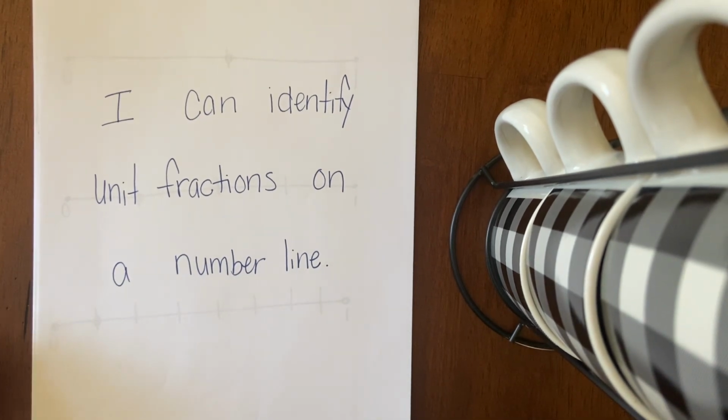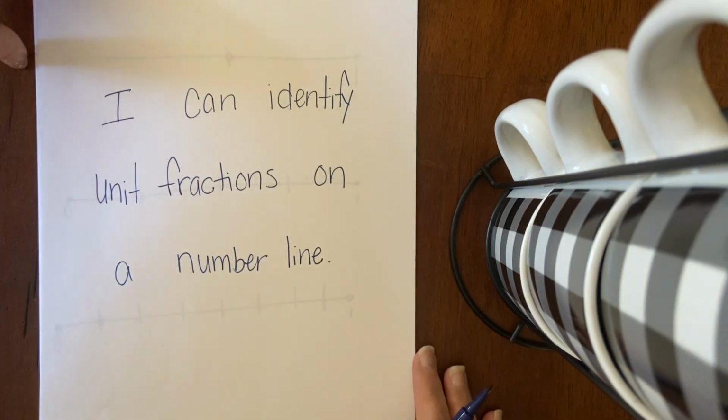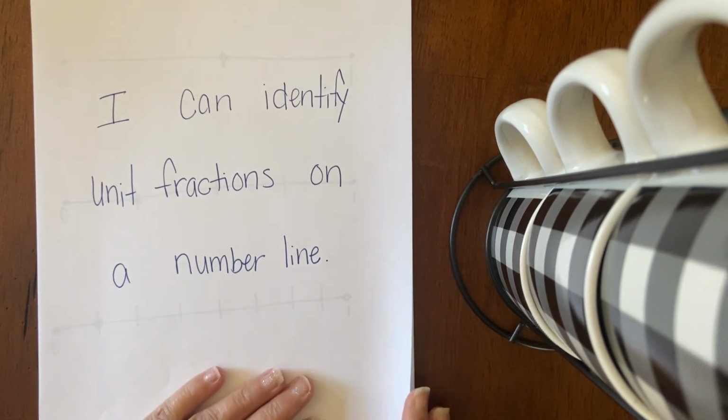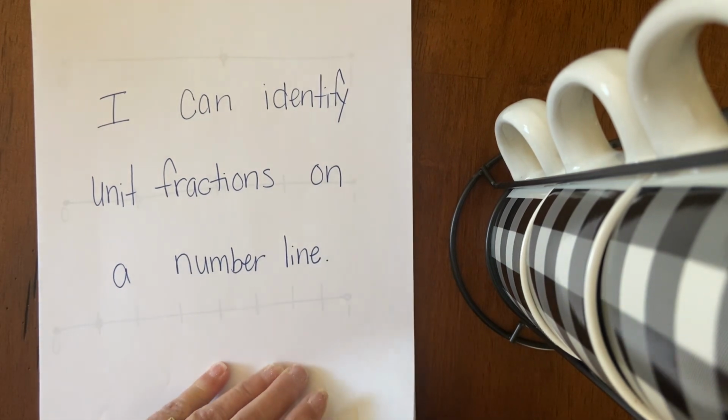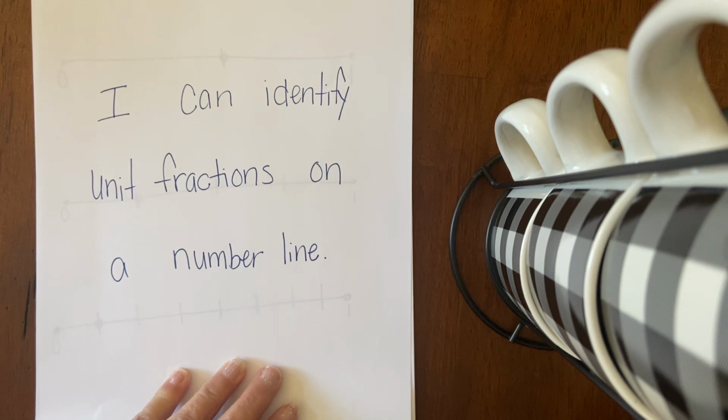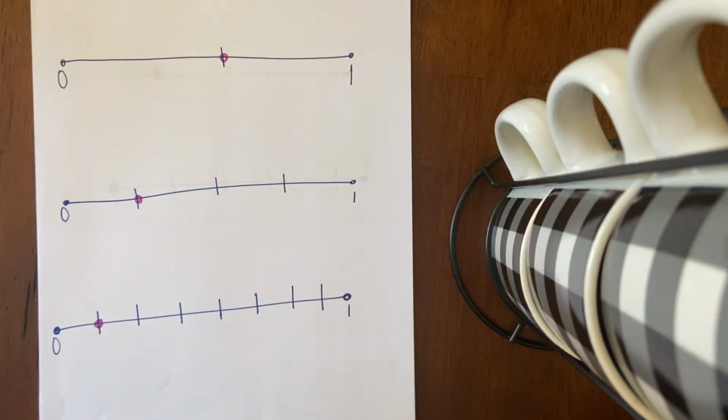Yesterday you worked on partitioning a number line. So today we're going to take that a step further, and we are going to identify unit fractions on a number line. We're going to take the partitioned number lines today, and we're going to work on labeling them with unit fractions.